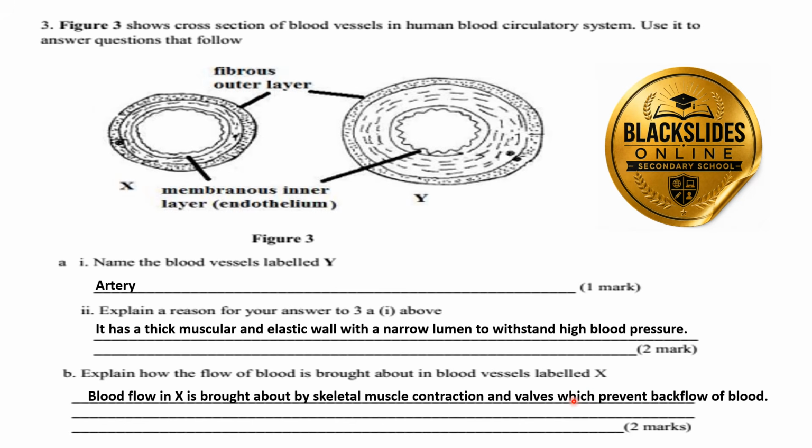So valves open only towards the heart. When the muscles squeeze, blood moves forward and opens the valves in front of it. When muscles relax and blood tries to flip back, the valve closes tightly, preventing backflow of blood, especially against gravity. So this ensures that blood flows only in one way, towards the heart.